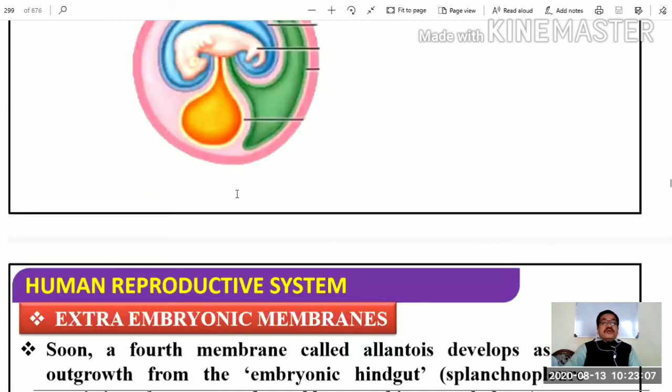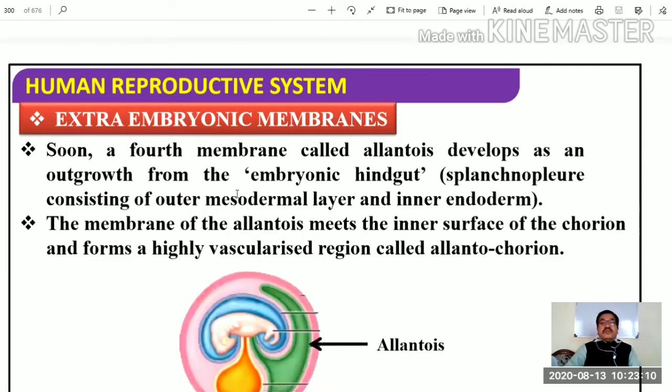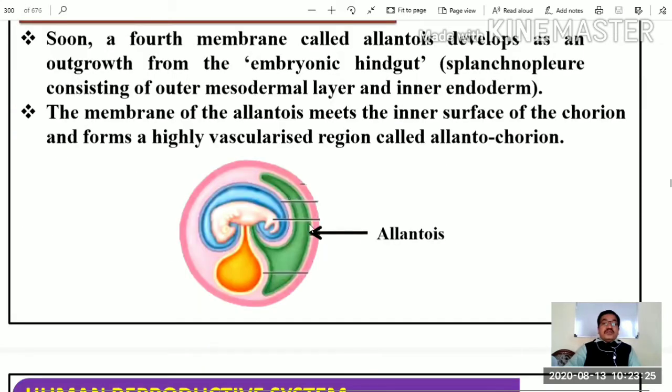Next, a fourth membrane called the allantois develops as an outgrowth from the embryonic hindgut. It consists of an outer mesodermal layer and an inner endoderm. These layers are shown in green color here. The membrane of the allantois meets the inner surface of the chorion and forms a highly vascularized region called the allantochorion. So it has vascular tissue.